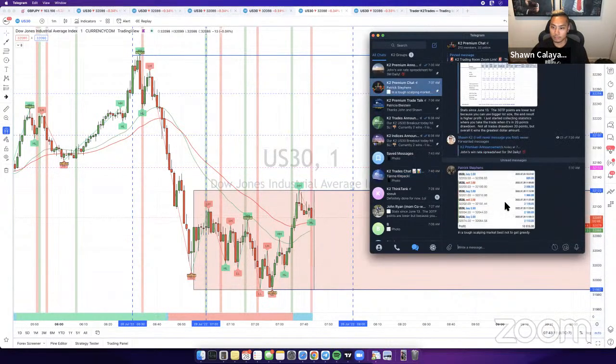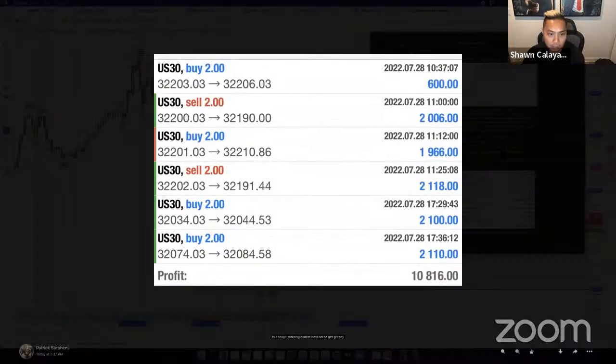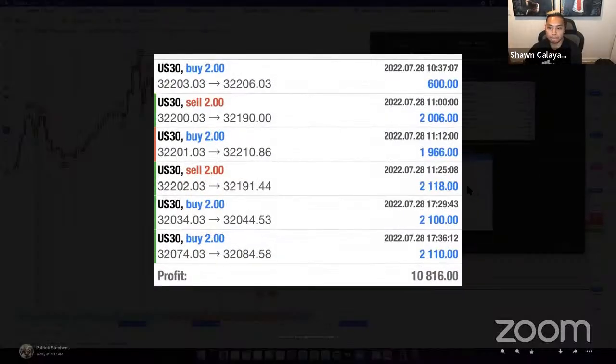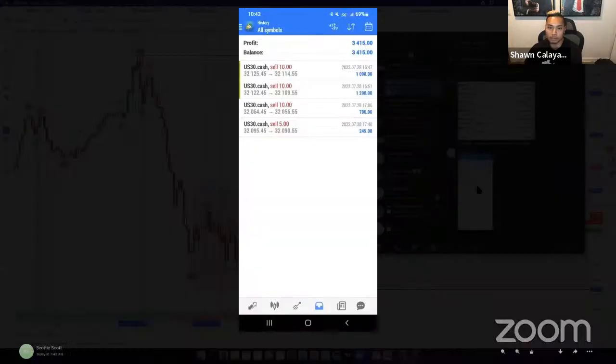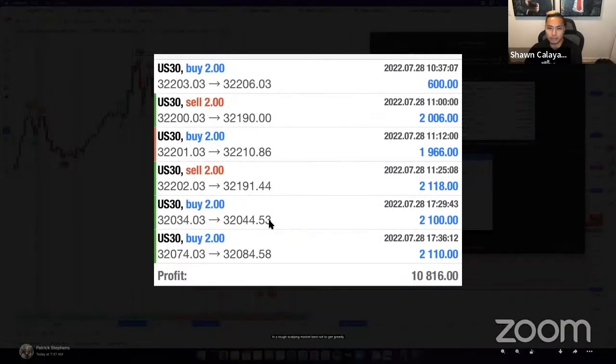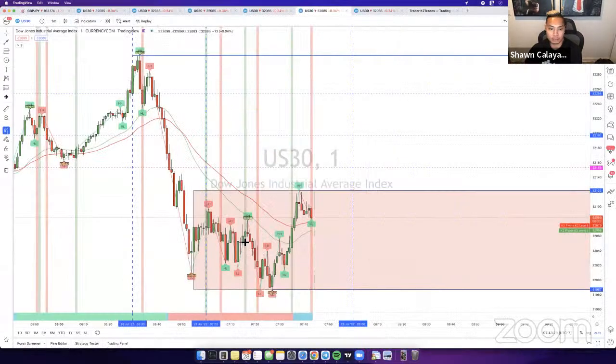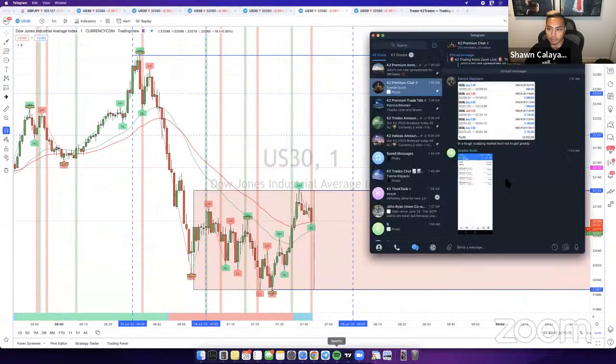Let's see. Patrick said, in a tough scalping market, best not to get greedy. Yeah, Patrick here killed it. So he took a couple scalps here. 729. Let me look at the entries here that Patrick took. So Patrick took this at 729. Looks like he caught a scalp around this area here. So might have been the V1 or something down here. Nice work right there, Patrick, off that one.